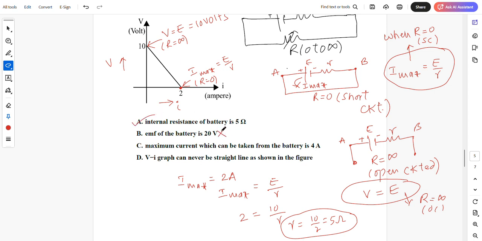EMF of battery 20 volts. Wrong. EMF of battery is 10 volts. Maximum current which can be taken is 4 amperes. Wrong. Maximum current is 2 amperes. VI graph can never be a straight line as shown in the figure. Now this is also wrong. The correct option is the one we found. Hope you understood.